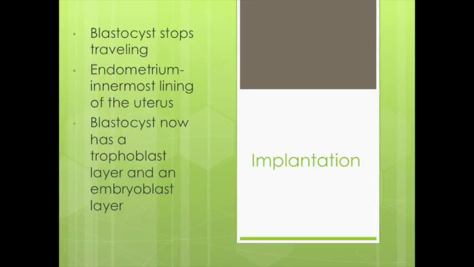Once the blastocyst becomes embedded in the endometrium, it undergoes implantation. After a week of cleavage, the blastocyst consists of a layer of peripheral cells, known as the trophoblast layer, and another smaller layer of embryonic cells, known as the embryoblast layer.